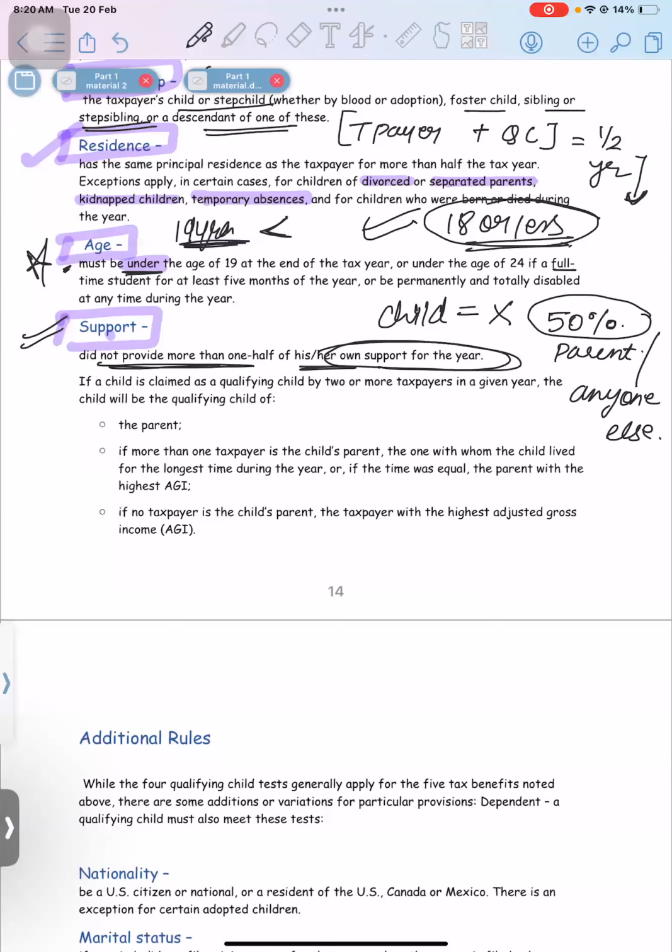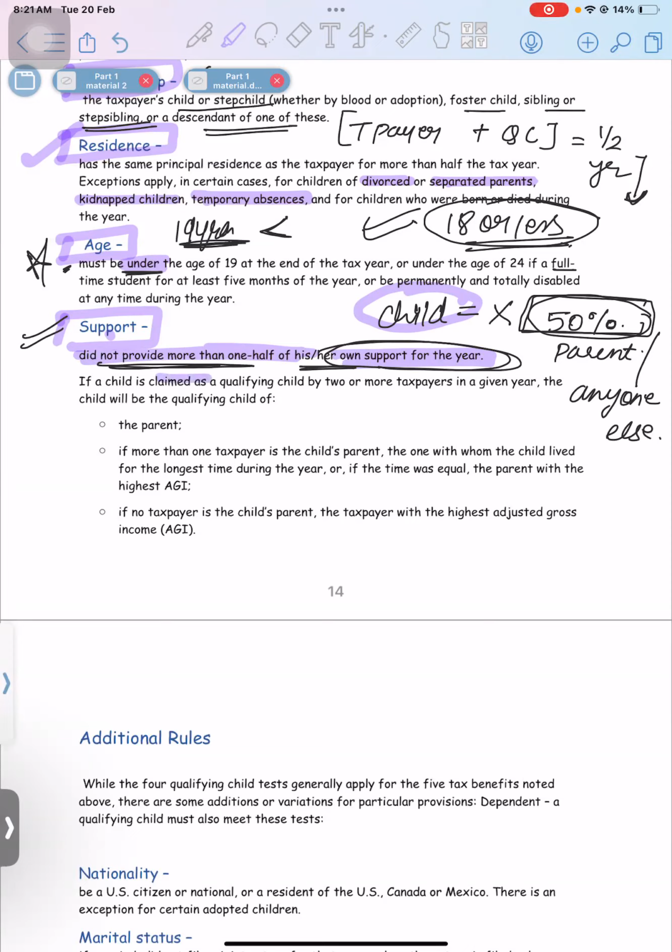So for the support test, always remember this 50% can be paid by anyone. It's not mentioned anywhere over here that only the parent should pay. Wording is important in our EA exams, so please read each and every line properly. It says the child did not provide more than half of his or her own support for the year. This means the child should not provide their own support, so anyone else can provide it.